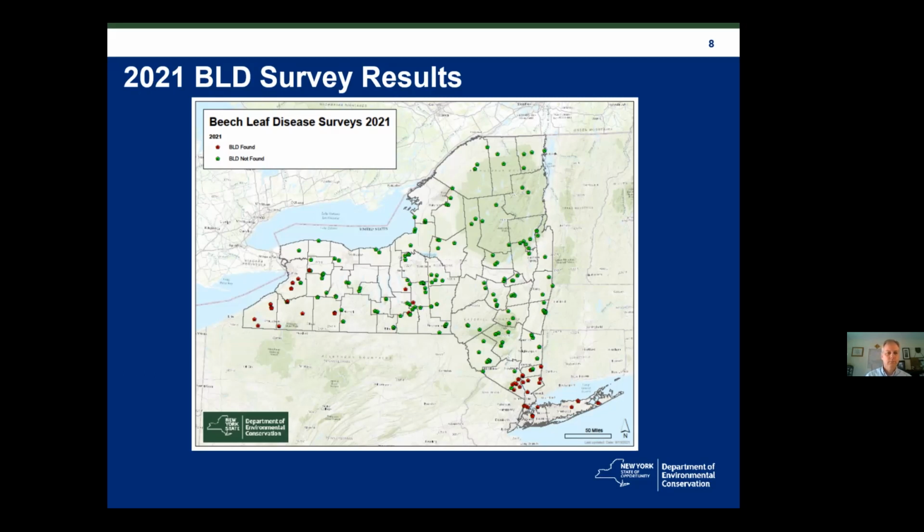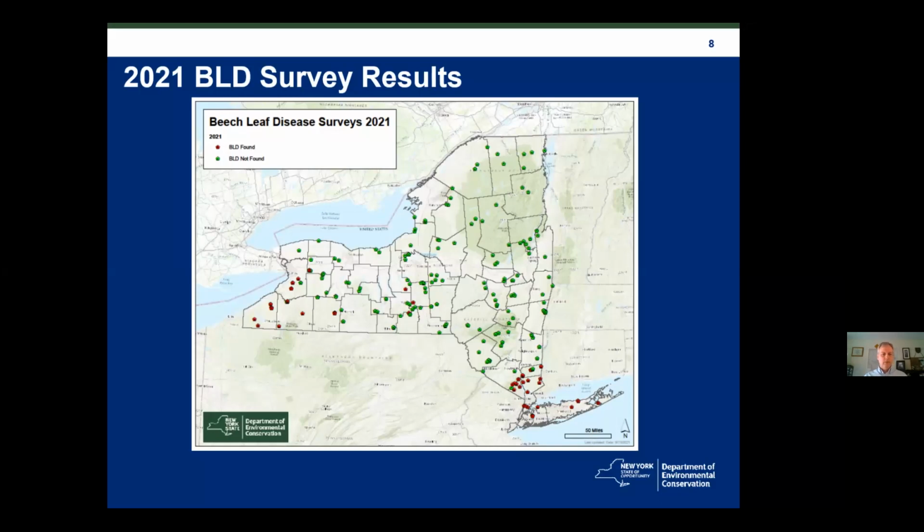Okay, the next question is from Tom. The interstate movement of nursery stock is regulated by AGM. Nursery stock coming into New York State must have a phytosanitary certificate. Awesome, thank you for that clarification. Appreciate that.